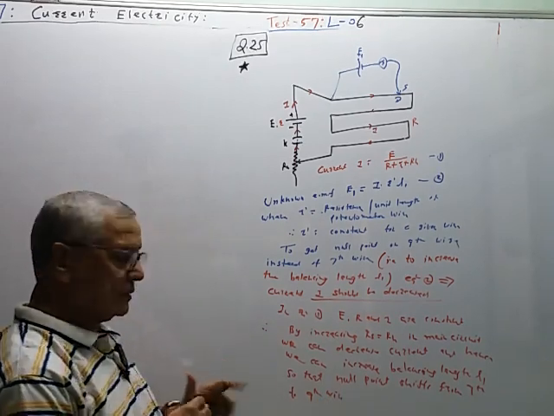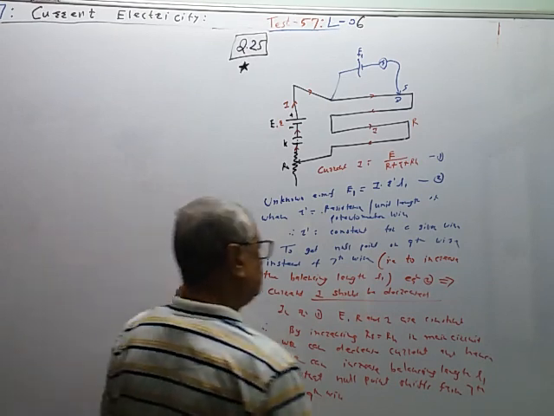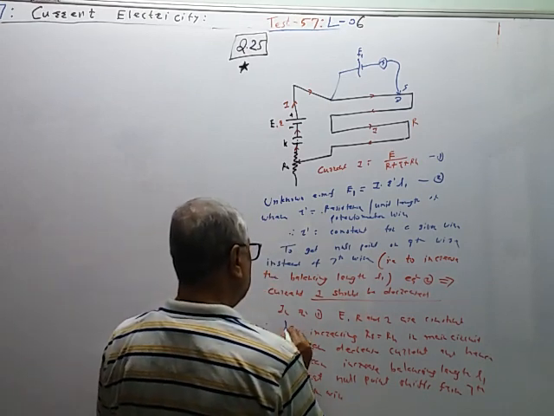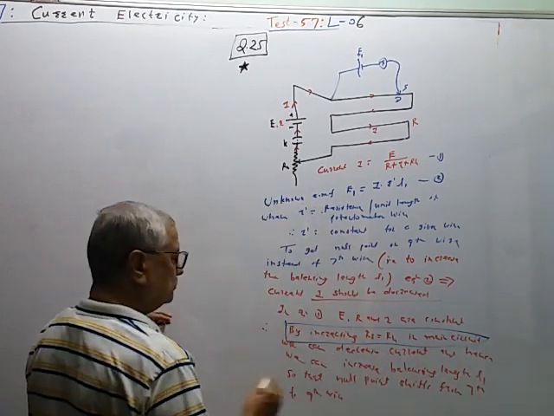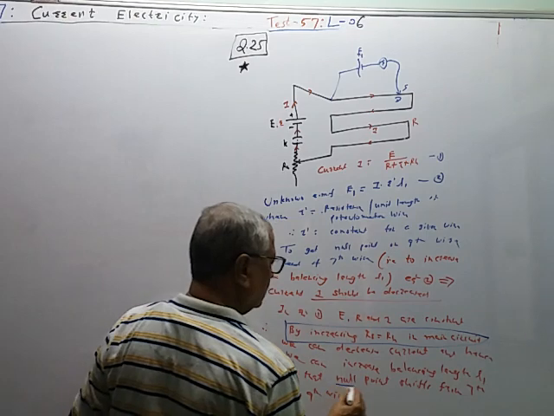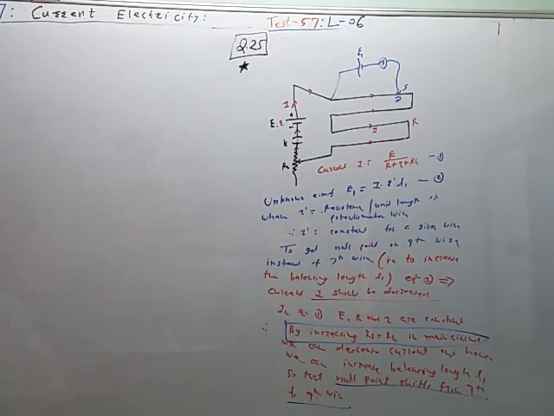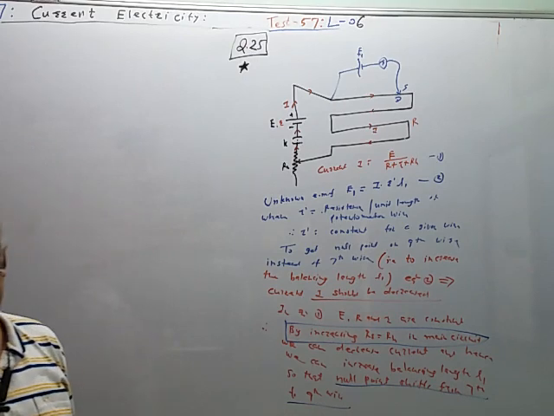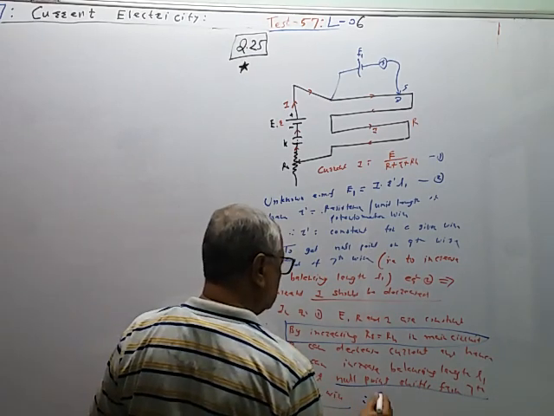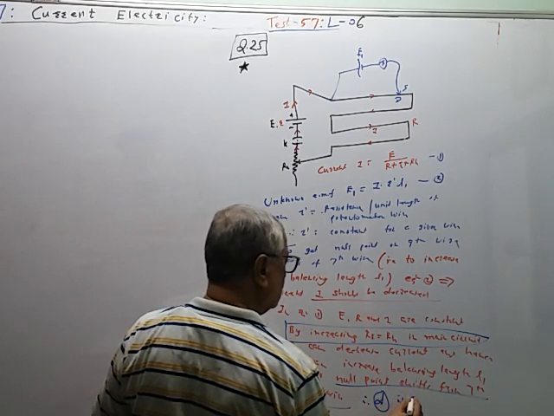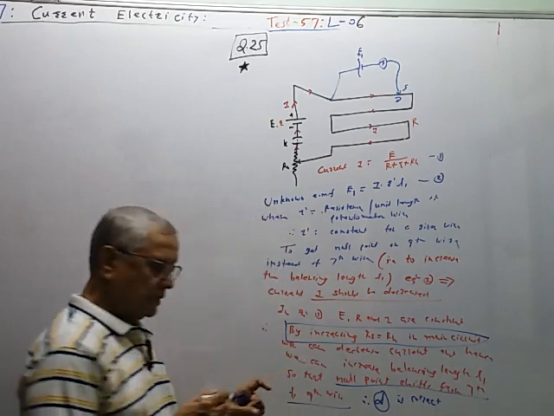So the correct answer is this one. By increasing the RH in the main circuit, the null point is shifted from the 7th to the 9th wire. And therefore, the correct choice is D. D is correct.